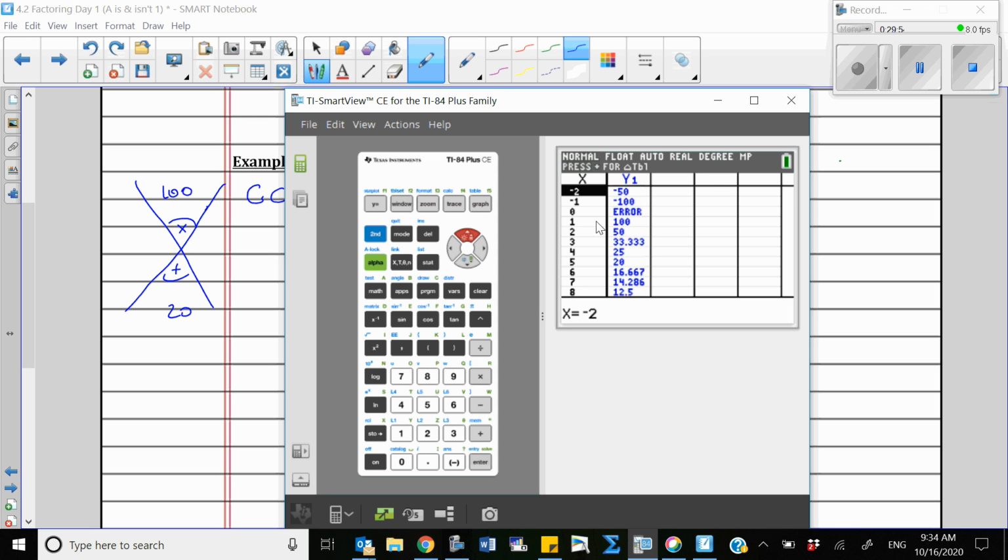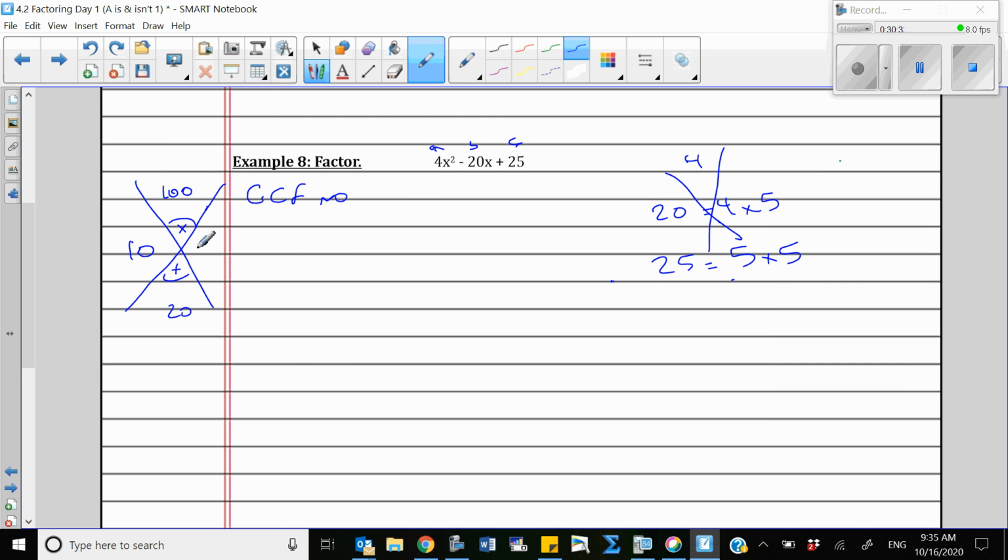For example, negative 2 and negative 50 multiply to 100 but don't add up to 20. Then negative 1 and negative 100, no. Then 1 and 100, again no. 2 and 50 do not add up to 20. The next number is a decimal, ignore that. 4 and 25 do not add up to 20. 5 and 20, no. Then we have decimal numbers, ignore them. Then we go to the next one, 10 and 10. Yes, they add up to 20 and multiply to 100.